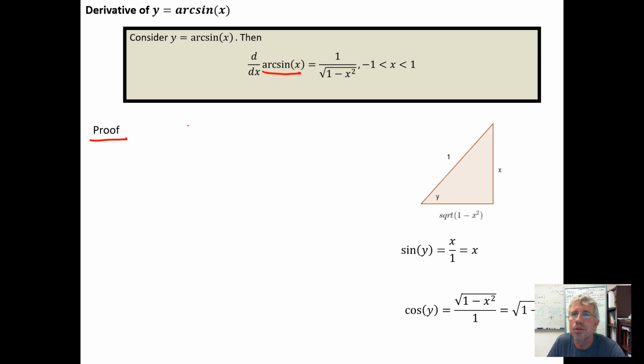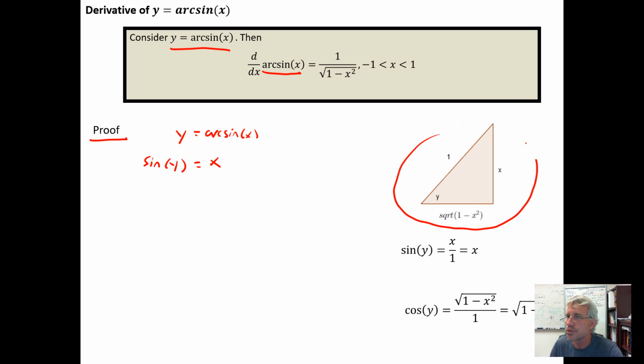So here's what we do. We want to find the derivative of the arc sine. So we start off with y equals the arc sine of x. We take the sine of both sides. So we get the sine of y equals x. And we construct the right triangle that goes with sine of y equaling x, which we did on the previous slide. So we construct this triangle.